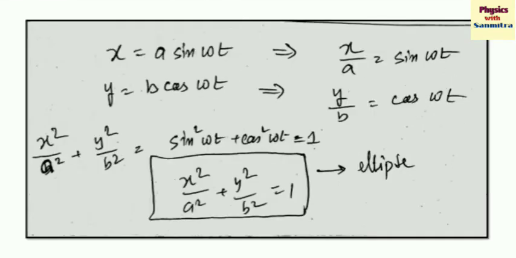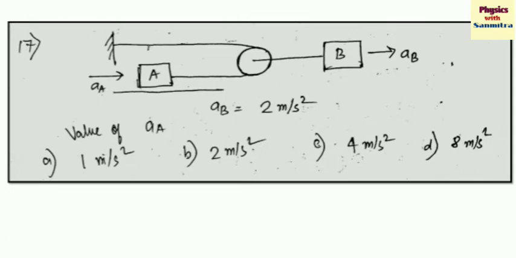Now I have already solved it here. This is a question of constraint motion. We have a pulley which is a movable pulley, that is massless and frictionless, although that doesn't matter here. We have a pulley and we have a block A and a block B. The acceleration of block B is 2 meter per second square, and it is pulled on the right hand side. What is the acceleration of block A?